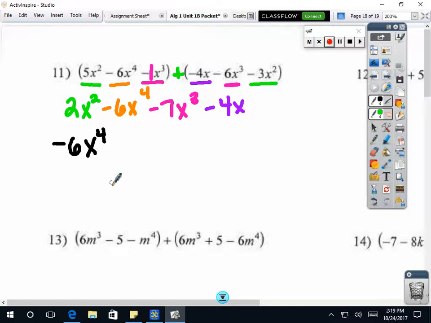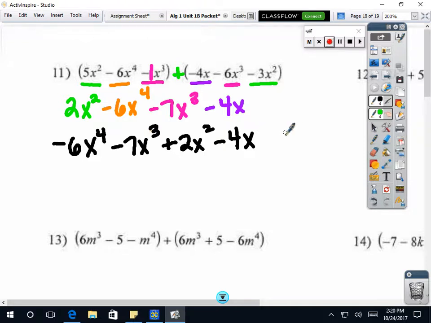Then after that, what's the next highest exponent? Which term? Negative 7x cubed. Then the next highest one is 2x squared, and that's a positive 2, so make sure you write plus 2x squared. You can't just have a blank. And then minus 4x. Now it's in standard form because the exponents go from largest to smallest.